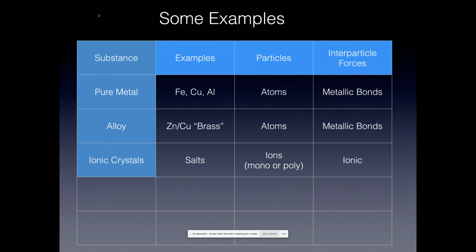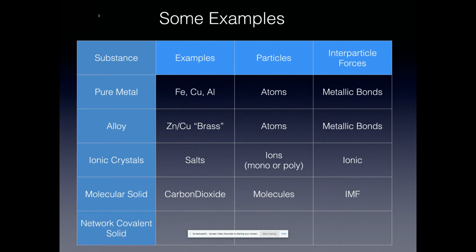Now, you'll notice I'm calling all of these interparticle forces rather than intermolecular, because up to this point, we're not talking about any molecules. Now, a molecular solid would be made up of molecules, something like carbon dioxide, and these are held side by side only through IMFs. Covalent bonding does not hold molecules next to each other. It'll hold one molecule together, but it doesn't hold molecules next to each other.